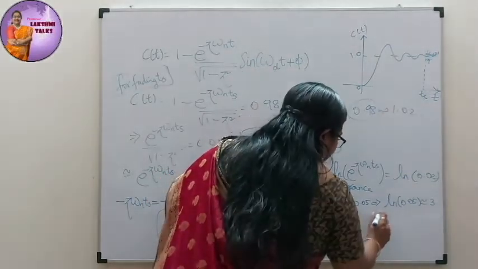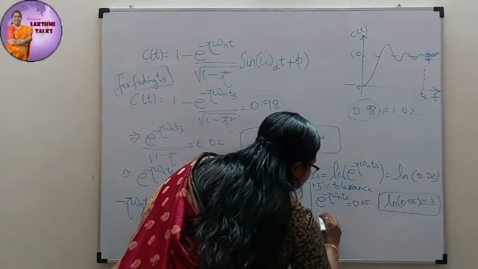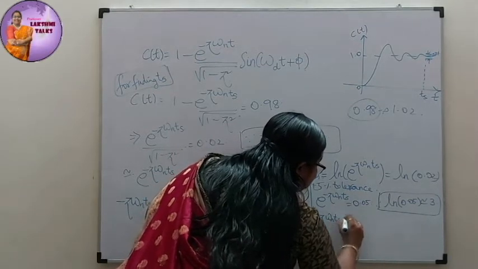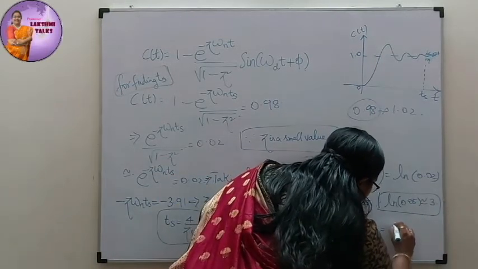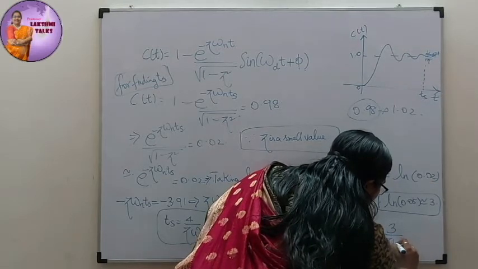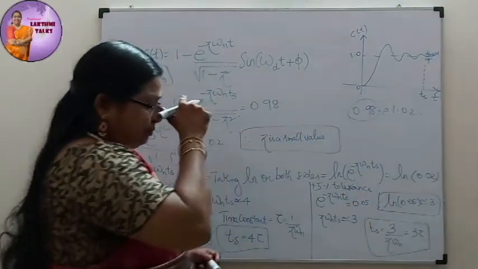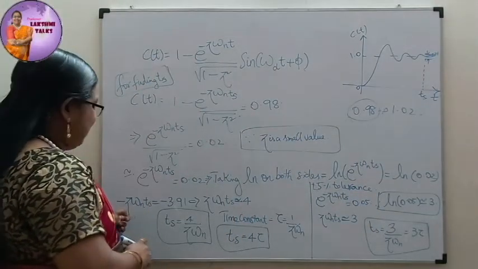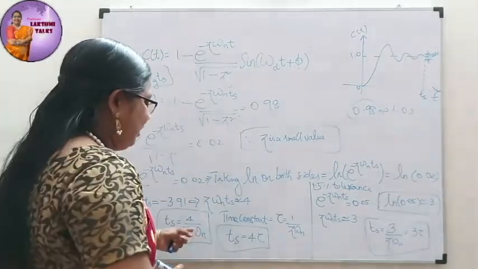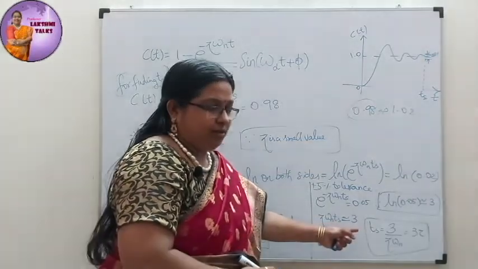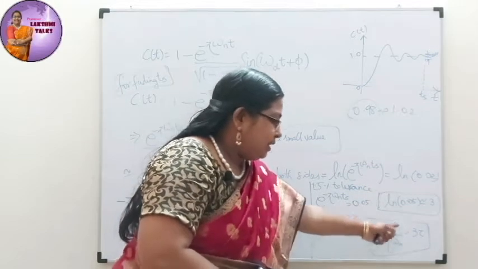So what happens? Zeta omega n Ts will be approximately 3, and this Ts will be 3 by zeta omega n, or in other words it is 3 tau. Am I right? Minus zeta omega n Ts will be ln of 0.05, which is approximately minus 3. So zeta omega n Ts is approximately 3. So Ts is nothing but 3 tau.